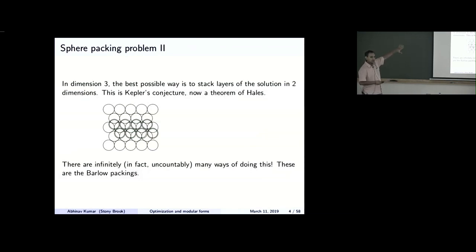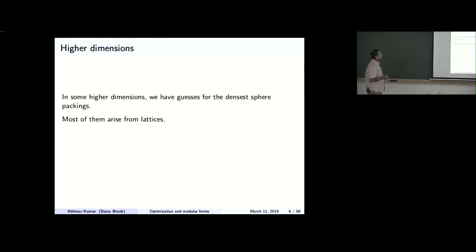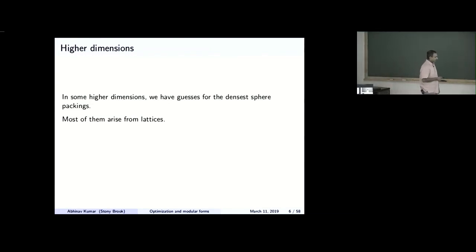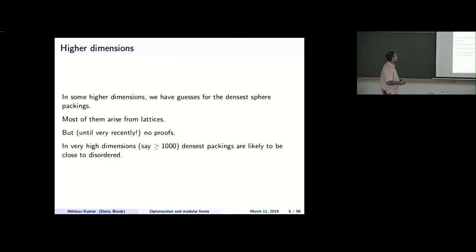Okay, so you see that dimension 3 was already incredibly harder than dimension 2. And it turns out, here's an example: if you do ABC, ABC, you get the face-centered cubic, the sodium chloride structure that you may remember. In any higher dimensions, till very recently, we didn't know any rigorous answers. What's the densest sphere packing? We had some guesses. Most of them came from lattices, which I described a little bit. But until recently, there were no proofs.